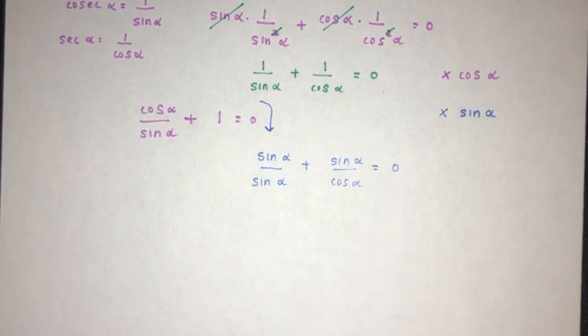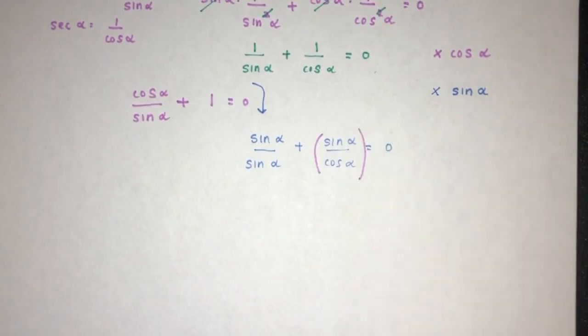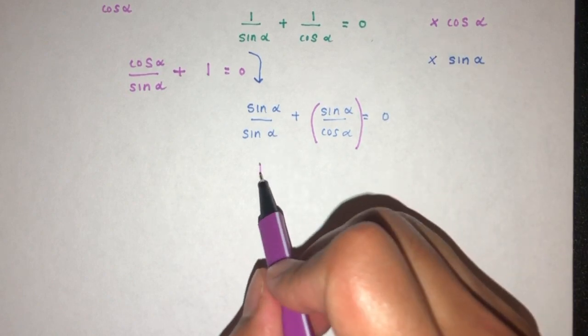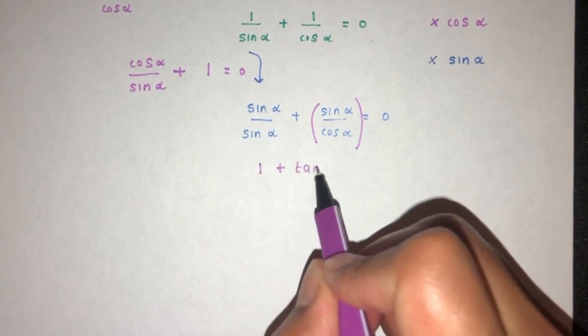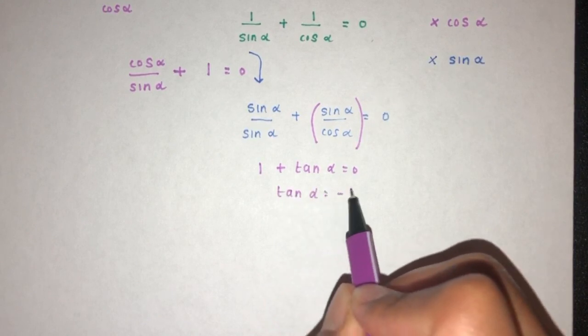The reason why I'm multiplying by sine is because I want to get this one. What is sine over cos? It will be tan. That's why I want to do this. You have 1 here plus tan alpha has to be 0. So tan alpha has to be minus 1.